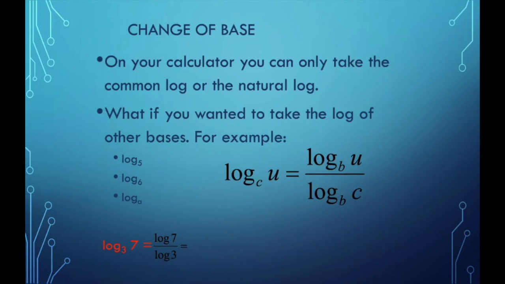So if this is log 3, your change of base says that you put the u on the top and the c on the bottom. That means the 7 goes on the top and the 3 goes on the bottom. And you just type in your calculator, log 7. Be careful to close your parentheses after the 7 and then hit your divide, okay? Otherwise, you'll get the wrong answer. All right? I got 1.771.